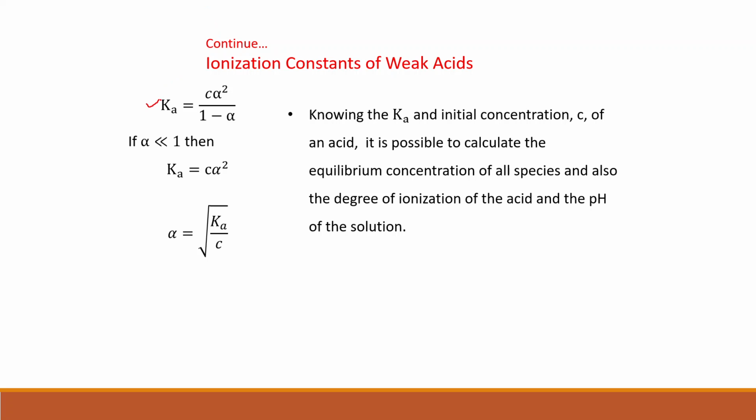Now according to this relationship, Ka is equal to C alpha square divided by 1 minus alpha. If we know Ka and the initial concentration C of an acid, it is possible to calculate the equilibrium concentration of all species, the degree of ionization of the acid, and the pH of the solution. But if the degree of ionization is very small, then in the denominator alpha can be ignored in comparison to 1. So we can write Ka is equal to C alpha square, or alpha is equal to the square root of Ka by C.